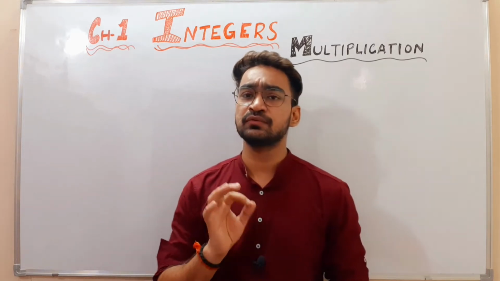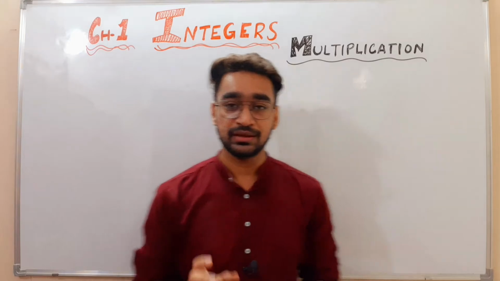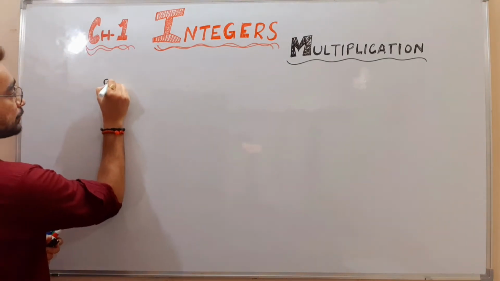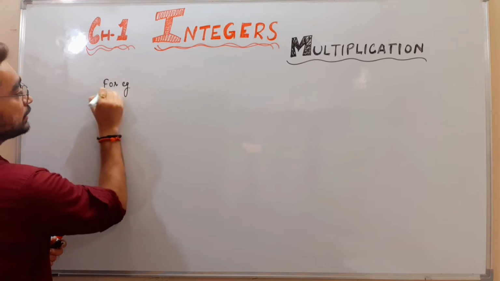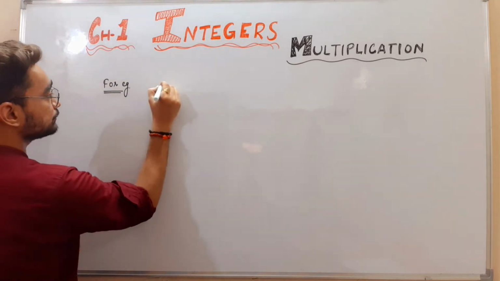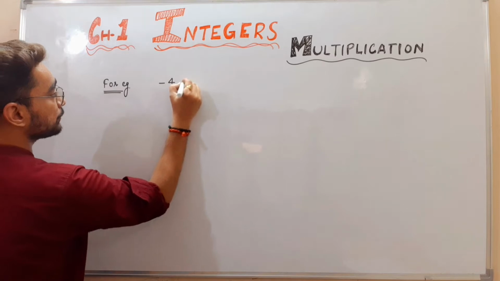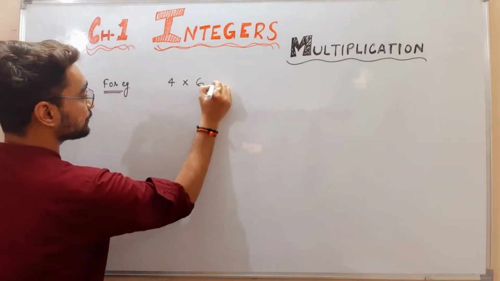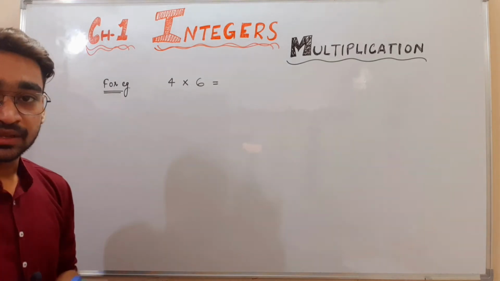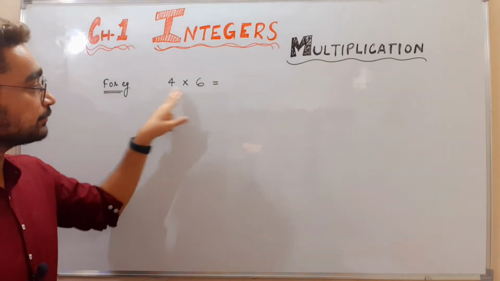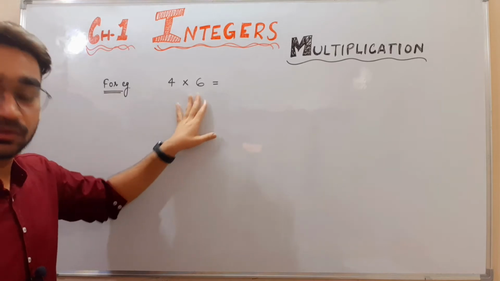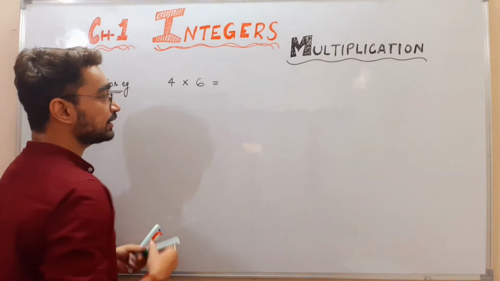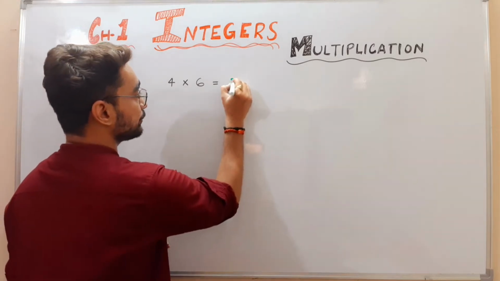It's actually very easy. For example, I am saying multiply 4 by 6. Everyone knows that if two positive numbers are there, 4 is positive and 6 is positive, there is no need to do anything. 4 sixes are 24. Directly you can write the answer as 24.